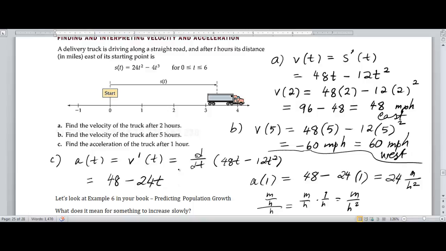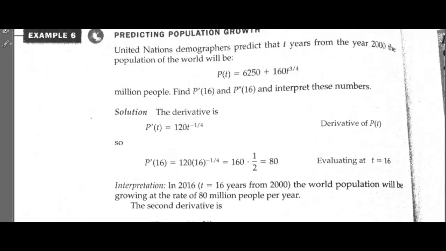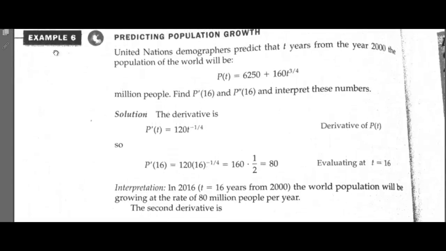Let's look at example 6 in your book, predicting population growth. So here is the example. Let me see if I can scroll this up a little bit so you can see. Okay. So the United Nations demographers predict that 2 years from the year 2000, the population of the world will be given by this function, in million people. Find p prime of 16, p double prime of 16, and interpret these numbers.